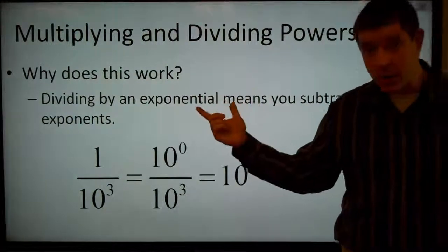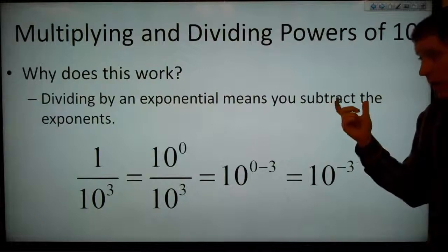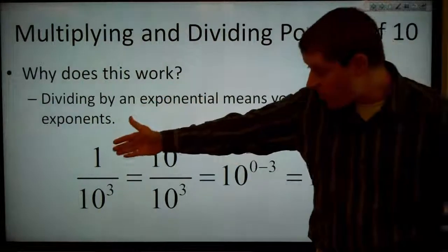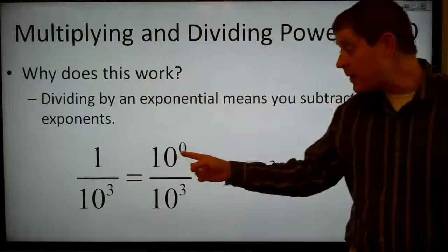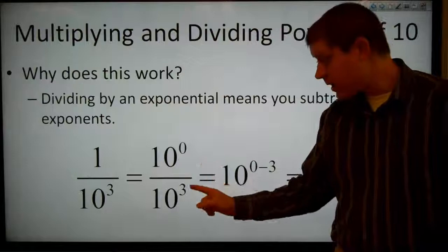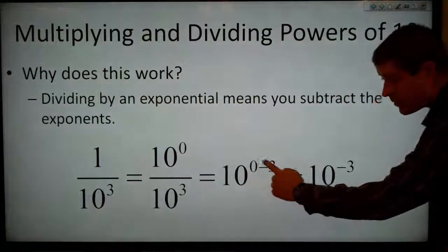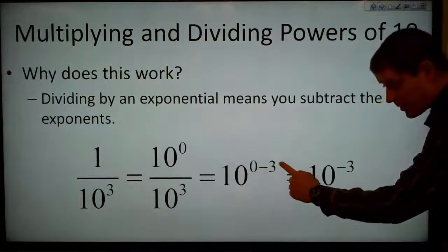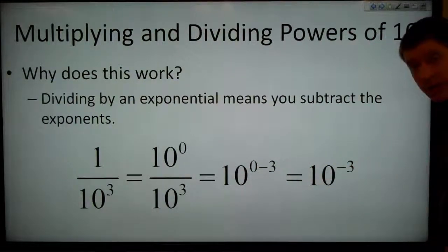So, why does this work? Remember that dividing by an exponential term means you subtract the exponents. If we have 1 divided by 10 to the 3, remember that 1 can be written as 10 to the 0. That means we have 10 to the 0 divided by 10 to the 3. If we subtract the exponents, we have 10 to the power of 0 minus 3. 0 minus 3 is negative 3, so 10 to the minus 3.